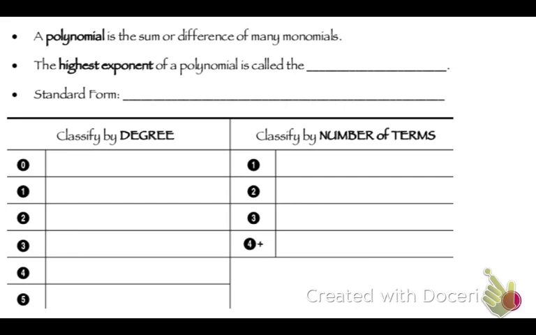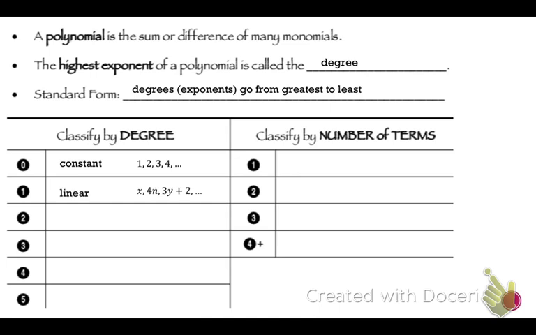Now, a polynomial is the sum or difference of many monomials. The highest exponent of a polynomial is called the degree, and standard form is when the degrees go from greatest to least. Okay, so let's classify these based on their degree. So 0 is constant, so that's like 1, 2, 3, 4, any number. 1 is linear, and that'd be like x, 4n, 3y plus 2. So the first degree. So see how the power on all of these would just be 1, 1, 1. That's what I'm talking about. Degree is the same as power. Highest power.